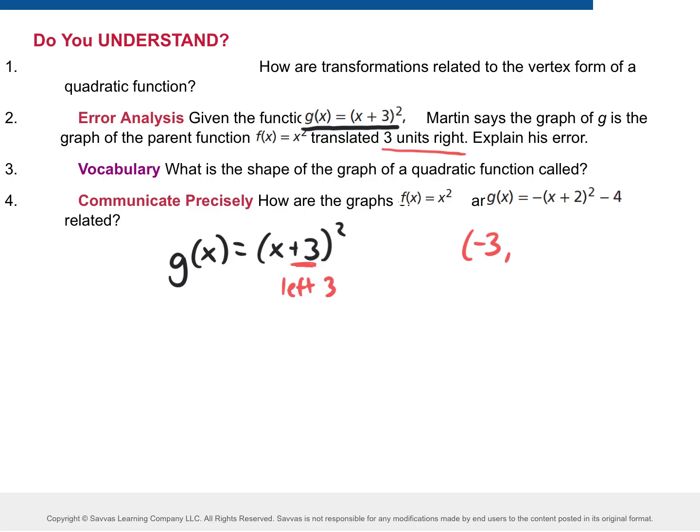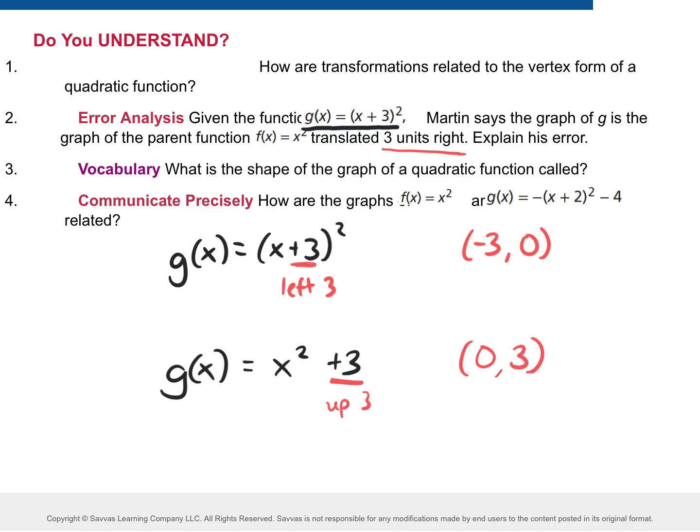Did anything happen with the y's? No. So what do I put? 0. Same thing if I had this equation. Did anything happen with the x value? No. Okay. If there was, remember there would be parentheses here. But nothing happened, so what would I put for x? 0. And then what's this plus 3 mean? Up 3. So we'd have 0, 3.